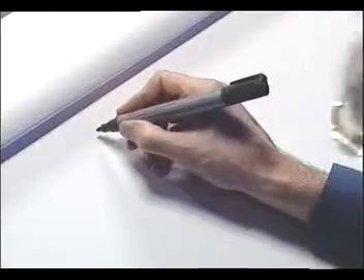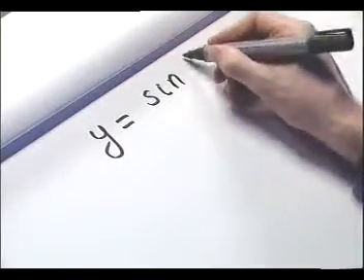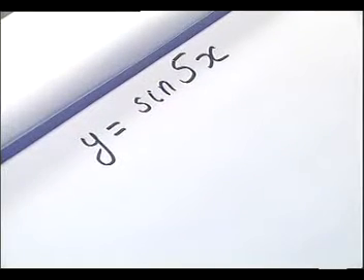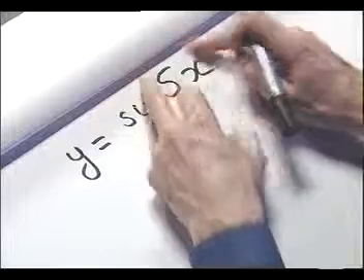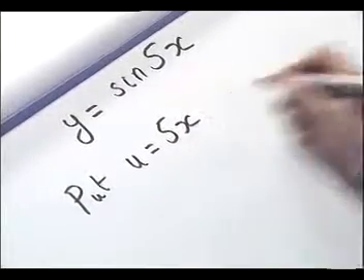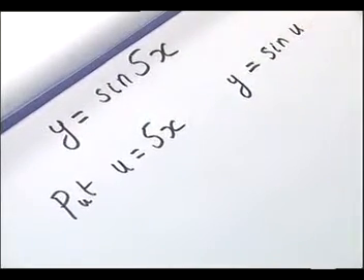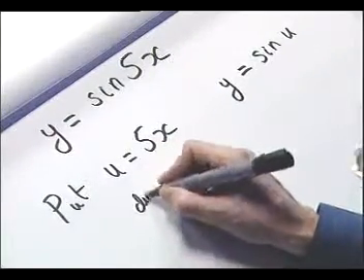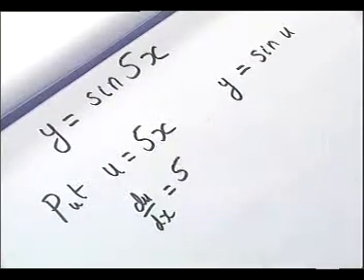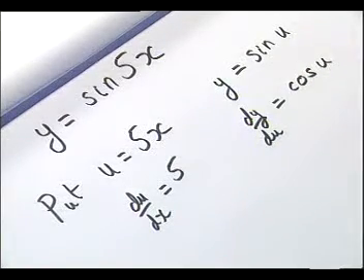I want now to take another trig example and then develop that trig example a little bit further to a more general case. So we'll take y equals the sine of 5x. Very easy here to identify the g of x. It's this bit here, the 5x. So we'll put u equals 5x, and then y will be equal to sine u. Differentiating, du by dx is equal to 5, and dy by du is equal to cos u.